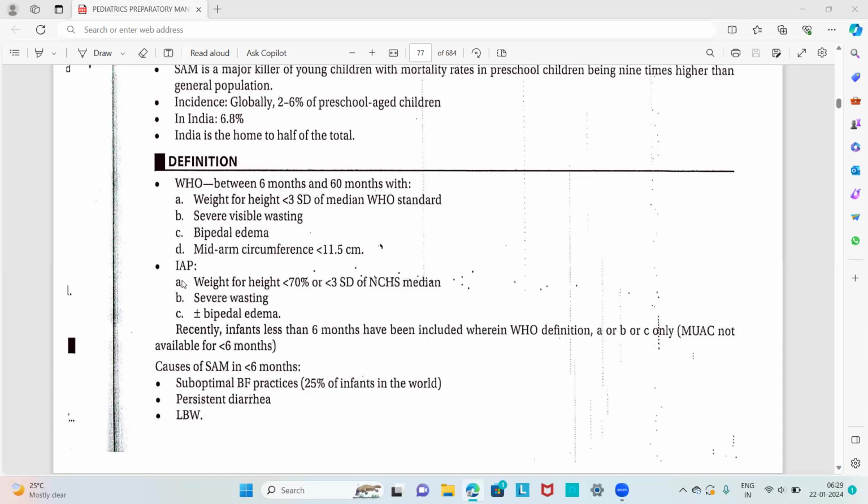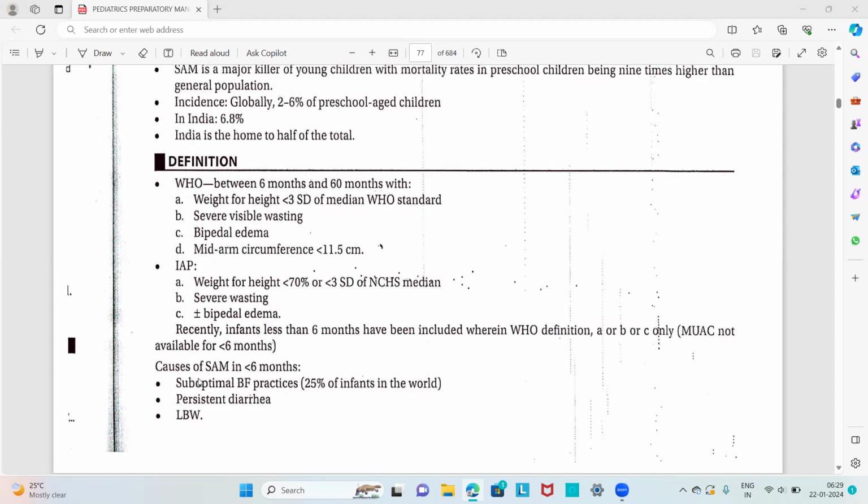And according to the IAP classification, these are the satisfying features: weight for height is less than 70 percent, or less than -3 standard deviation of the mean. Then severe wasting will be present, plus or minus bipedal edema. Recently, infants less than 6 months have been included, wherein the WHO definition A or B or C only applies. Mid-upper arm circumference is not available for those less than 6 months.